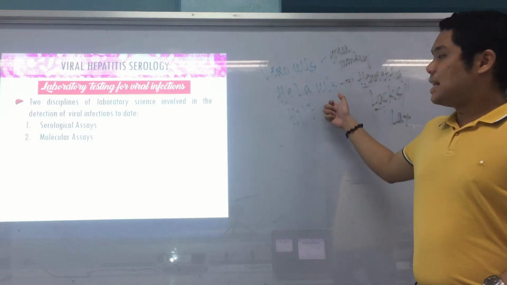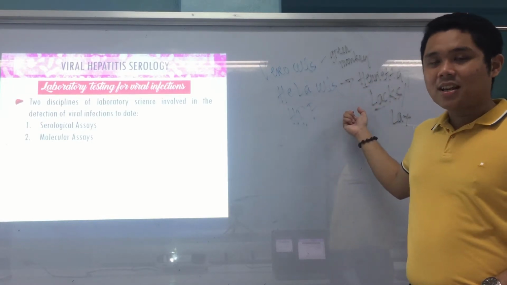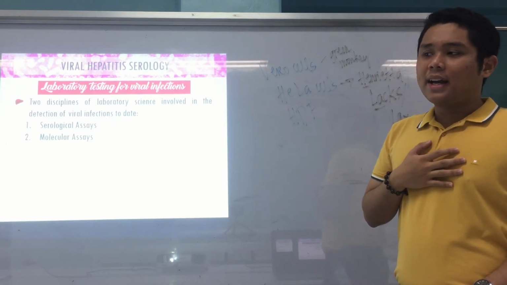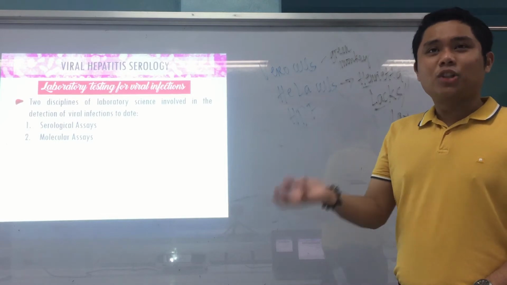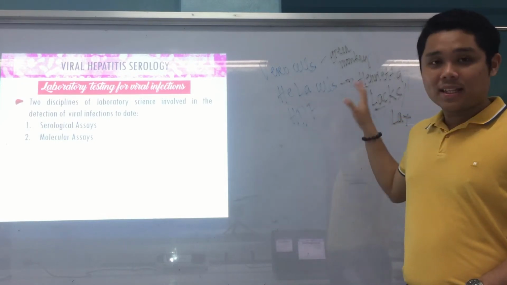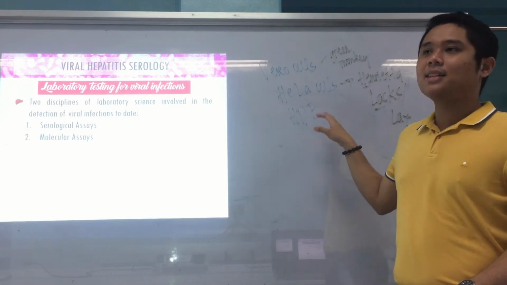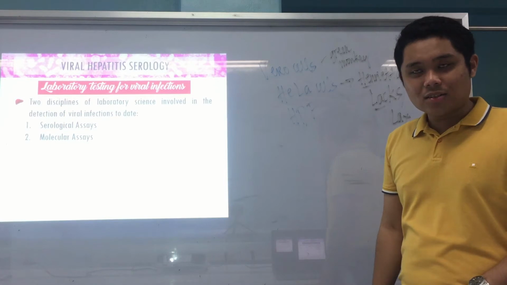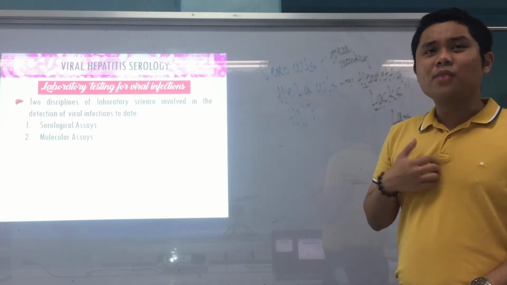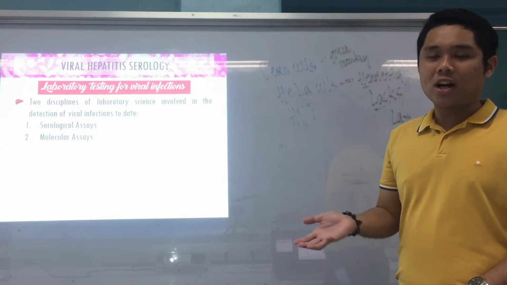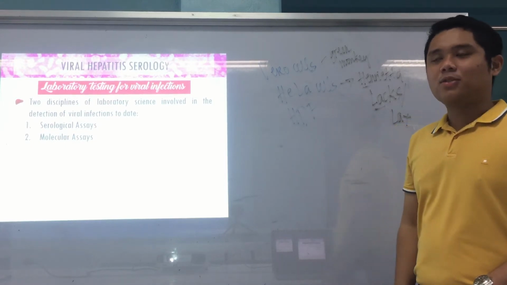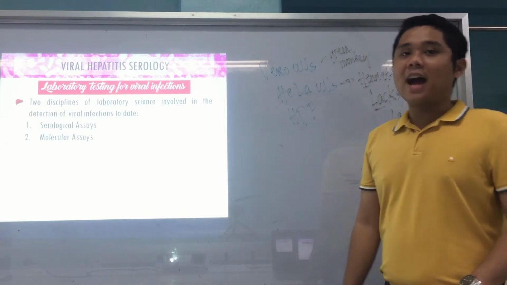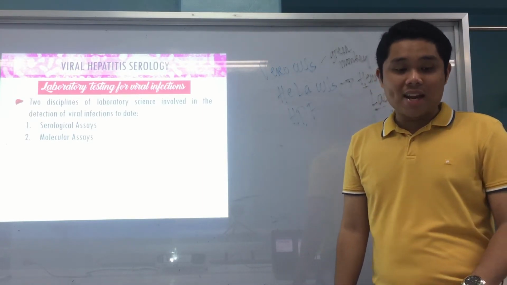And HeLa cells, if you can remember, this is Henrietta Lacks. She's a black woman whose cells were harvested without her permission. Yes, there was a documentary about Miss Henrietta Lacks. I think she had cervical cancer, and the cells from her cervix were harvested without her permission. I haven't watched it yet, but I think it's a good documentary, so you might want to watch it, guys.